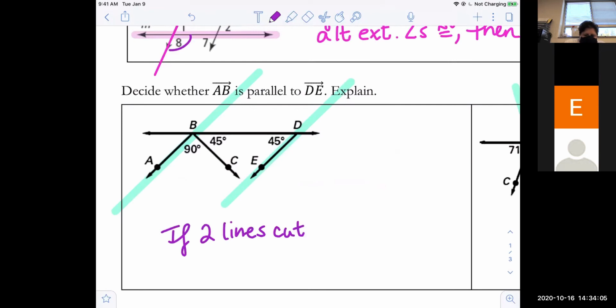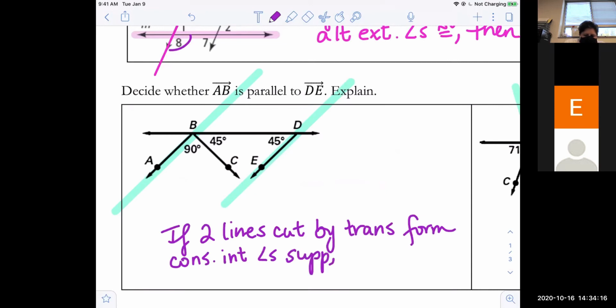Two lines cut by a transversal form consecutive interior angles that are supplementary, then the lines are parallel. Okay, I need you to fill in the blanks a little bit for me, connect the dots a little bit. So tell me what you did before you determined that, yes, they were parallel. This one, right? Okay. What is that when you add those together and get 135? What did you just use?